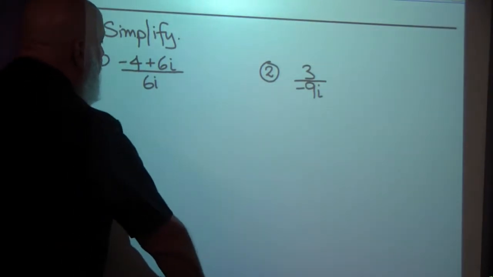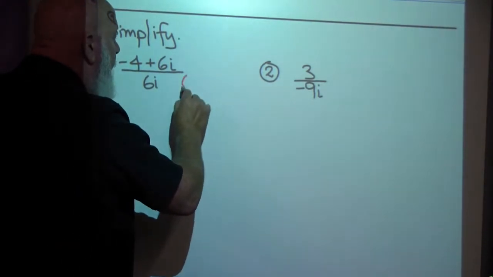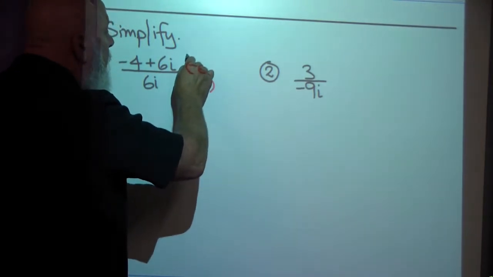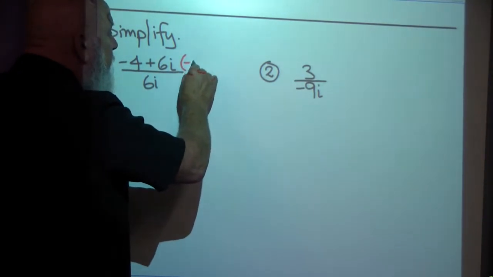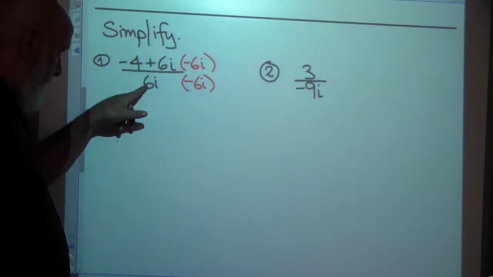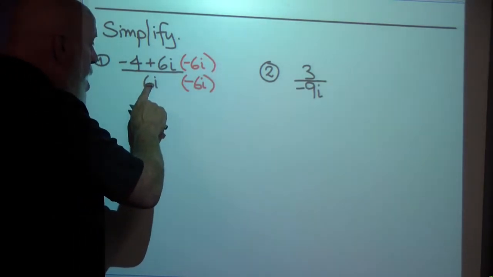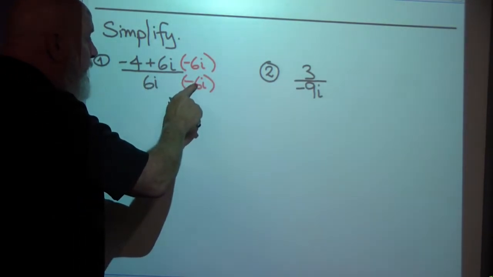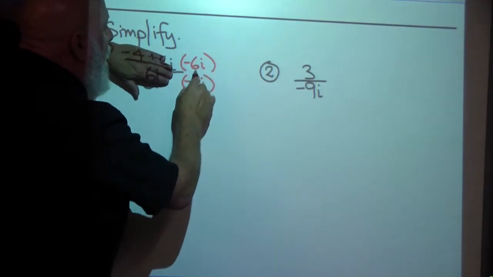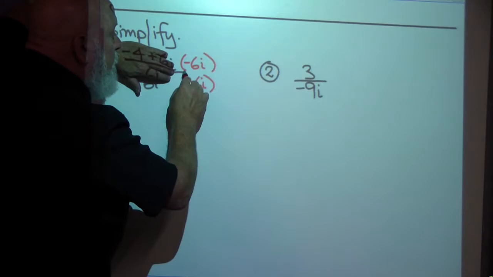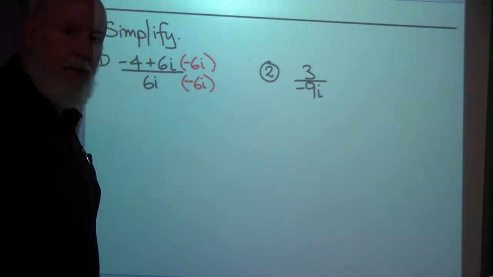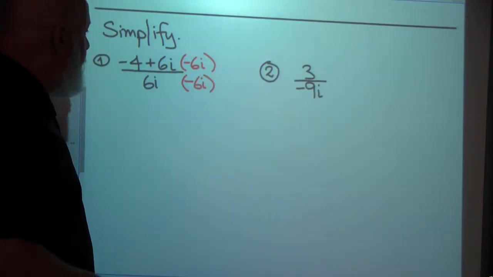Okay, so here's what we're going to do. I'm going to multiply negative 6i by the top and bottom of this, because the complex conjugate of 6i is negative 6i, and if I multiply the top and bottom of a fraction by the same thing, I'm actually multiplying this fraction by this fancy form of 1. Okay? And so I'm not changing its value.